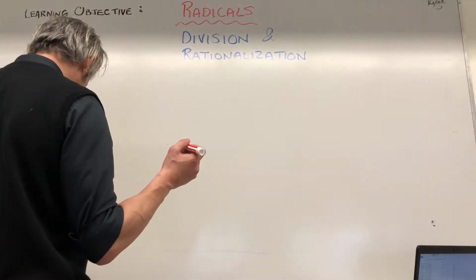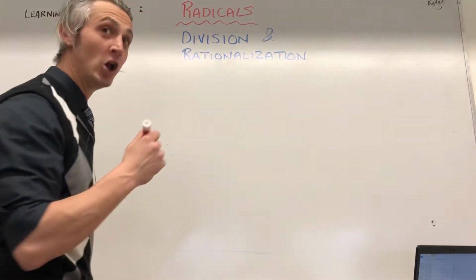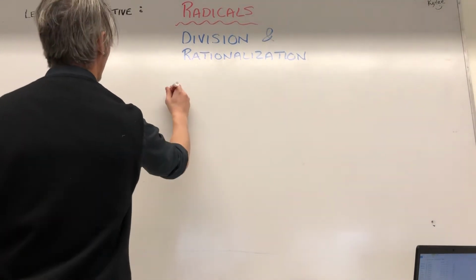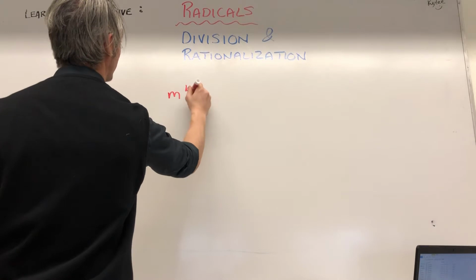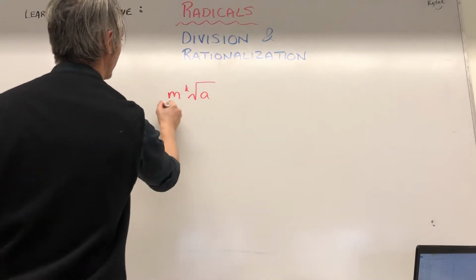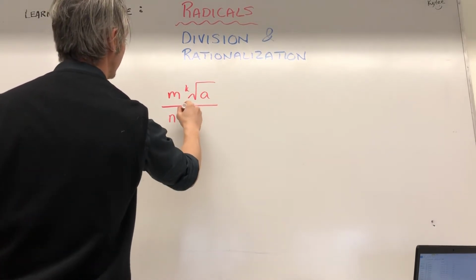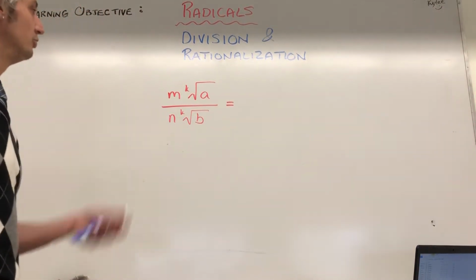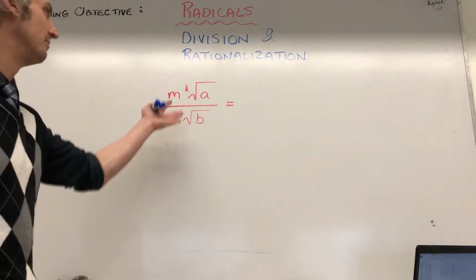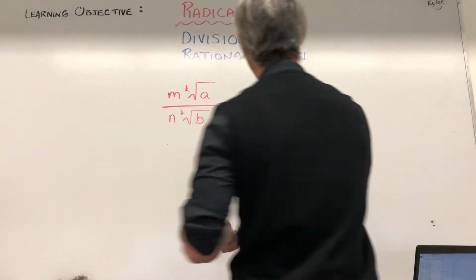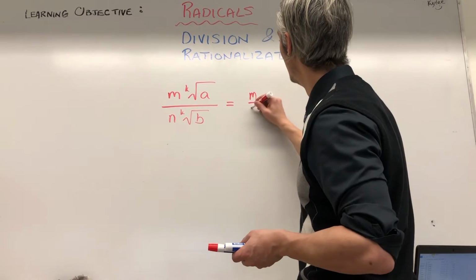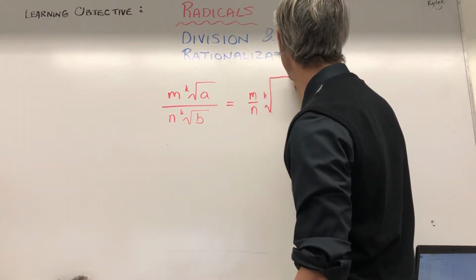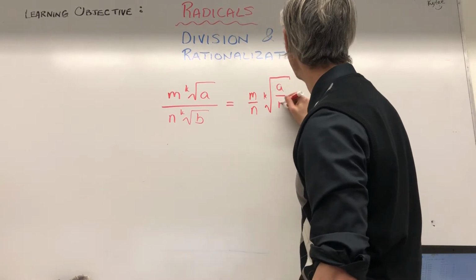I don't care. So, the rule that we use for the division of radicals is very similar to multiplication. So for division, it looks like this. When I get a situation like this where I have two mixed radicals, they have to have the same power. But when I get that, I can rewrite that as m divided by n over a over b.